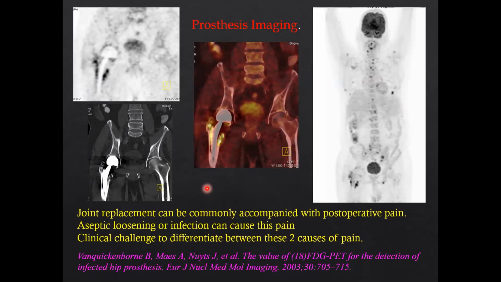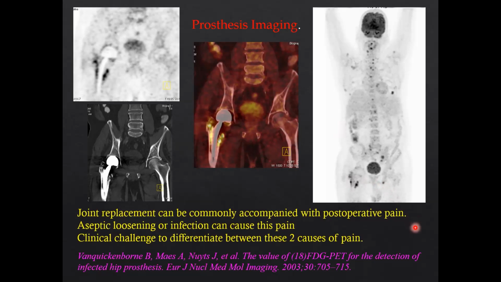If you see this, there is some sort of activity along the joint replacement prosthesis which has been put in the femoral shaft. So it is along and along on both sides. The rest of the body is absolutely normal. So it is consistent with post-operative infection.